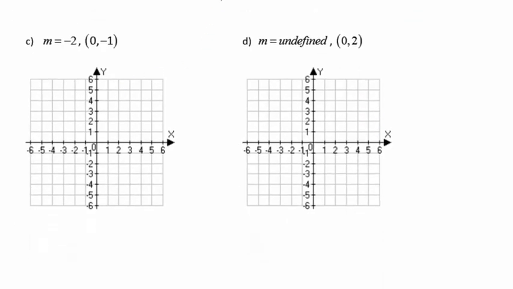The next one is going to have a y-intercept at 0, -1. So we'll draw that point first. And the slope is -2. A slope of -2 could be -2 over 1 or 2 over -1. Since each fraction contains only one negative, it's equivalent to the slope -2.